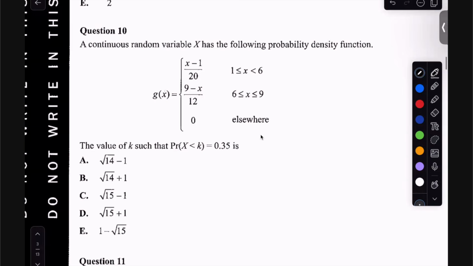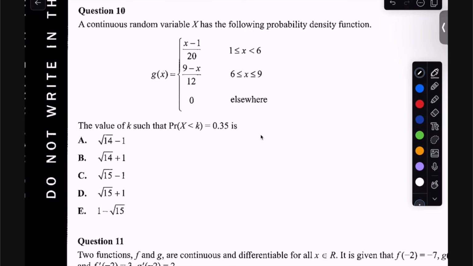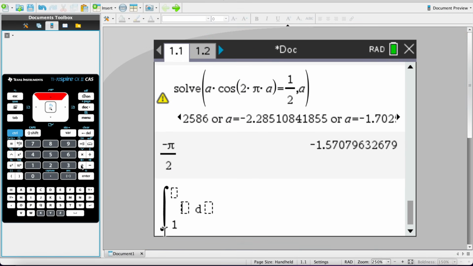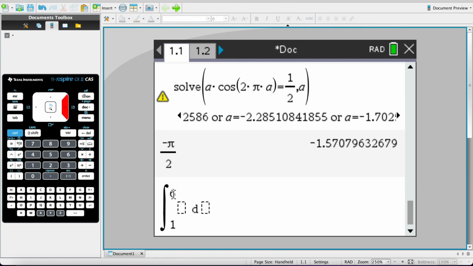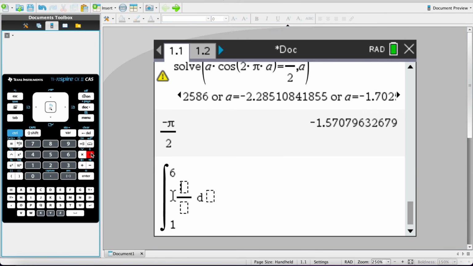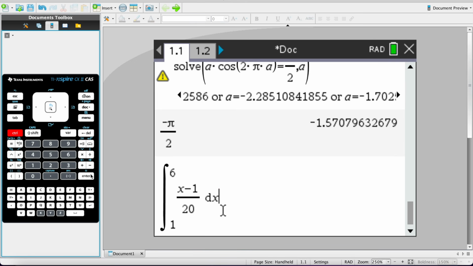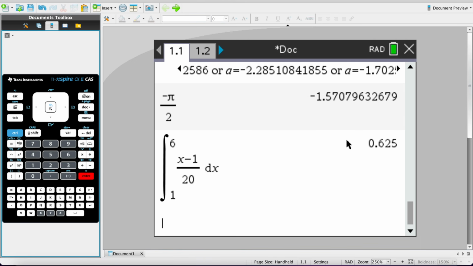A continuous random variable x has the following probability density function. The value of k such that the probability that x is less than k is 0.35 is equal to. So here we don't know if this 0.35 is in the first or second graph. So what you can just do is check the integral from 1 to 6 of the first one and see if that's greater than 0.35. So we'll start by doing that. That's x minus 1 on 20 dx, and just do a control enter. That's 0.625. So it's definitely in the first graph, because that's greater than 0.35.